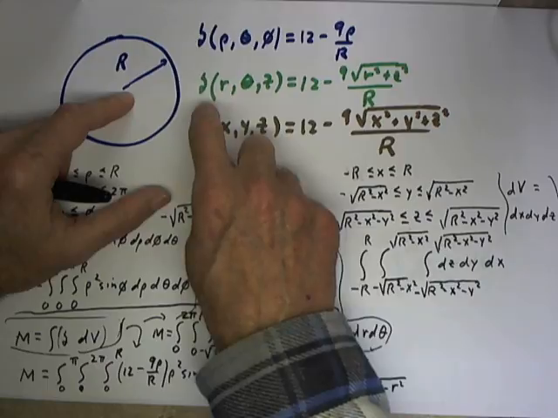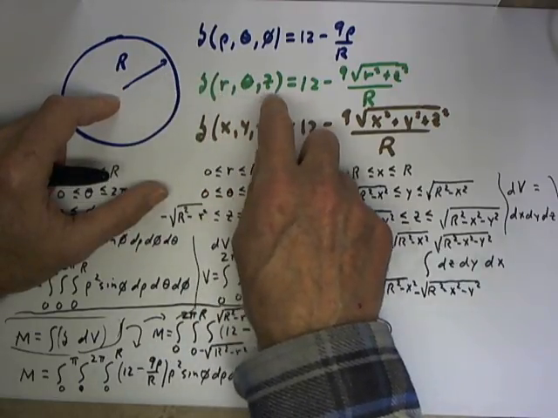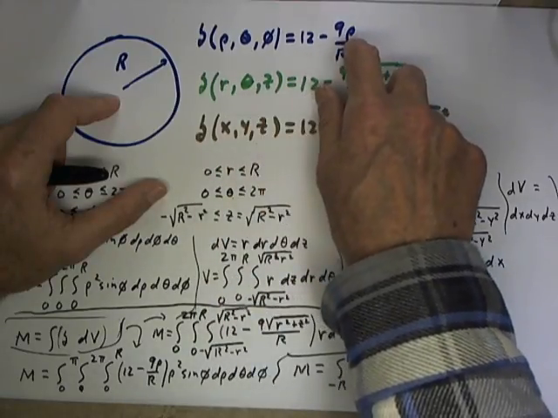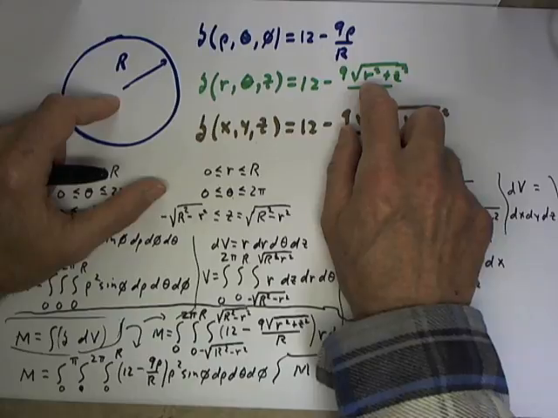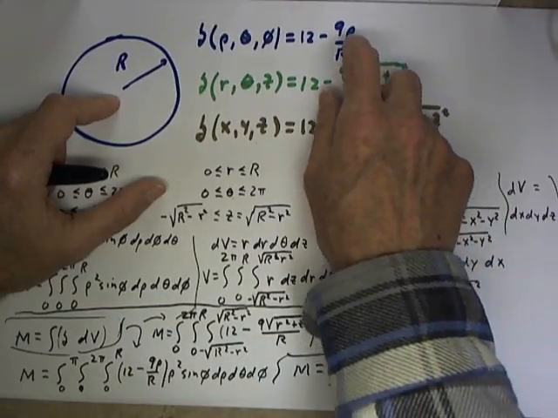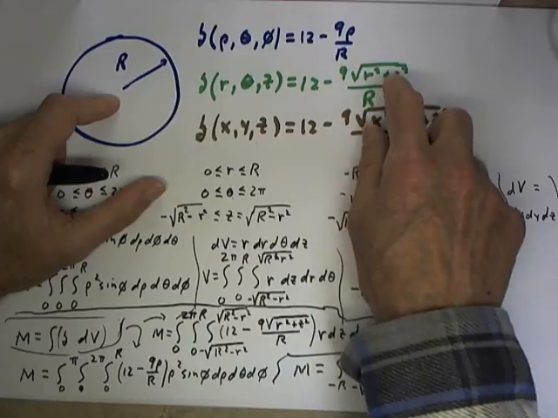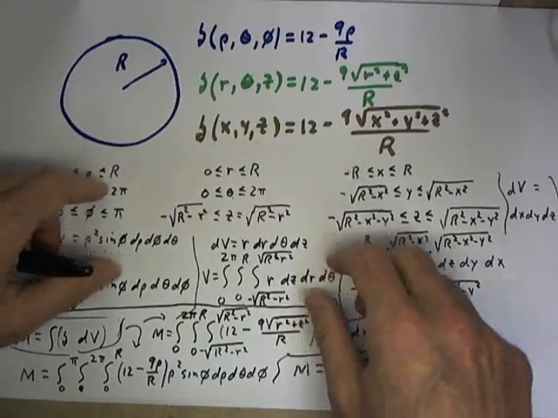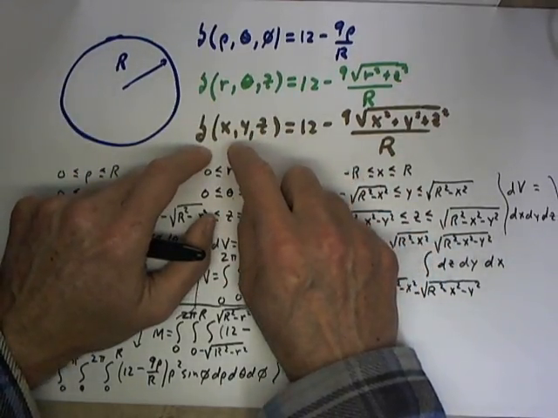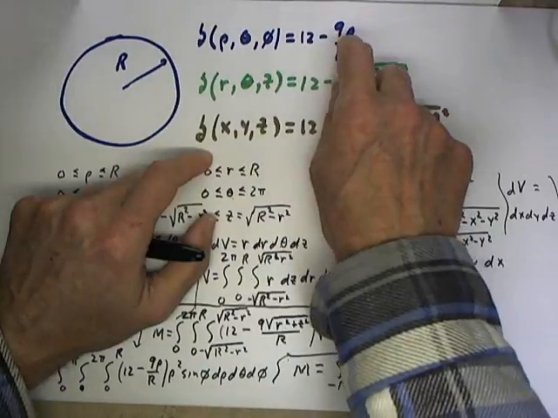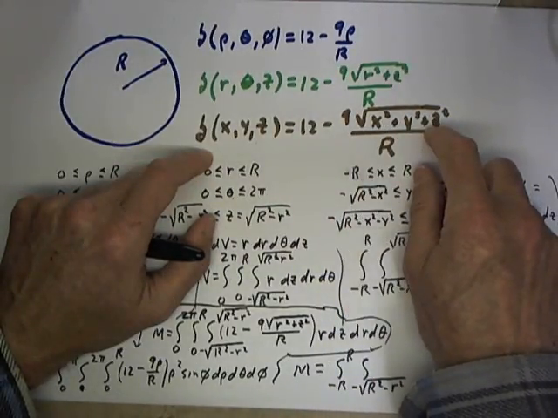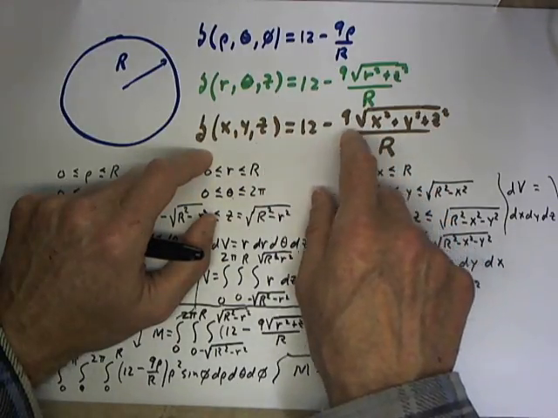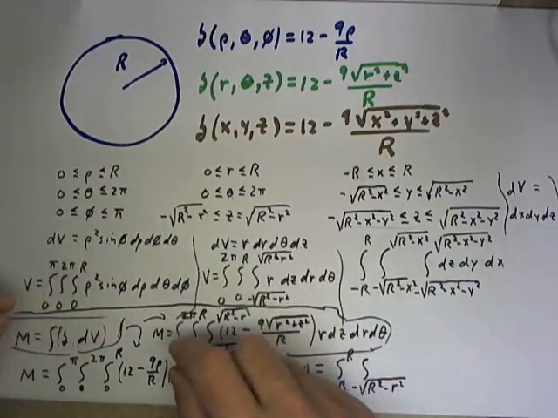Now, we could have described everything in cylindrical coordinates, r, theta, z. The only difference being that instead of rho, we're going to use the square root of r squared plus z squared, because that is the relationship between rho and the polar coordinates r and z. Or we could represent this in rectangular coordinates, where rho is the square root of x squared plus y squared plus z squared. So these three density functions are all the same, simply expressed in terms of different coordinate systems.